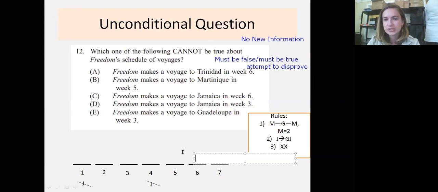So for answer choice A, I'm going to be like, okay, I think it probably could make a voyage to Trinidad in week 6. And either in my head or using a quick sketch next to letter A, I'm going to put T in space 6, and I'm going to see a problem. What's the problem? Those of you who caught it, type it in the window. Rule number 3, yeah, so we can't have 2 consecutive voyages.